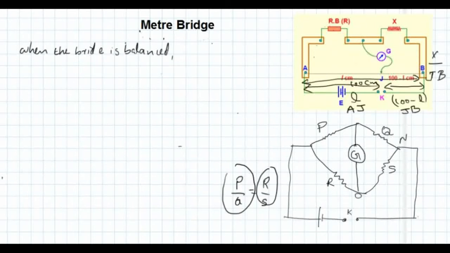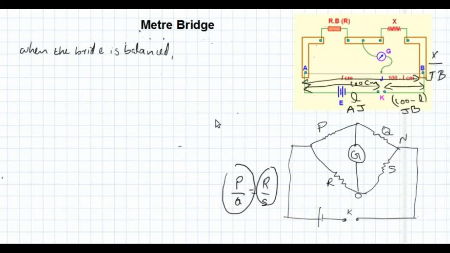Next, we all know the working of a Wheatstone's bridge. In Wheatstone's bridge, the condition P by Q equal to R by S is reached when the bridge is balanced, or the resistors P, Q, R and S are adjusted such that the current flowing through the galvanometer will be 0. And when the current flowing through the galvanometer is 0, we attain the condition P by Q is equal to R by S, which is called the balancing condition of the Wheatstone's bridge.